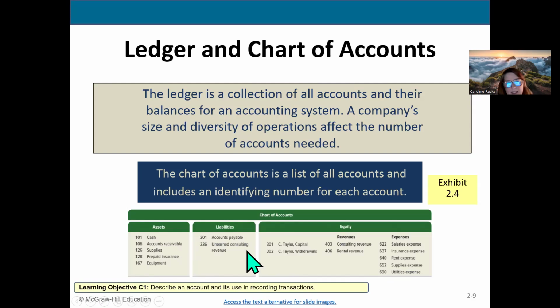Okay, our liabilities tend to be the 200s. Equity accounts, our capital accounts, tend to be the 300s, revenue in the 400s, and expenses in the 600s.